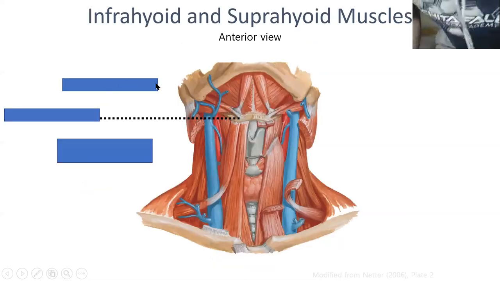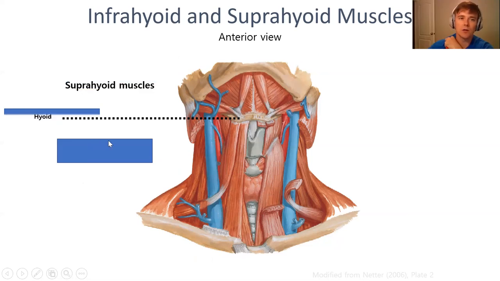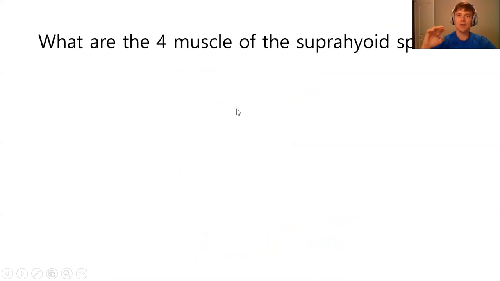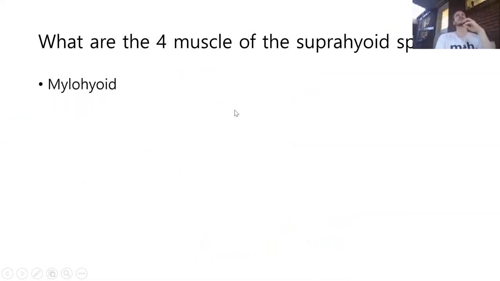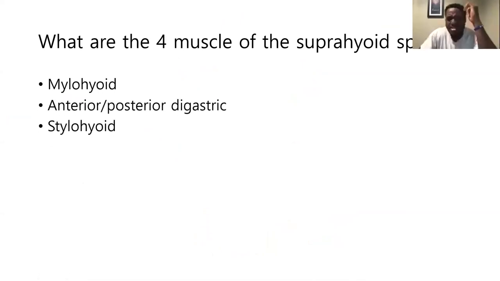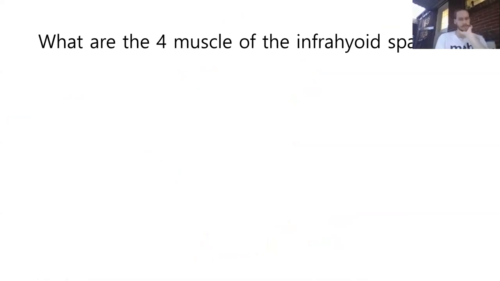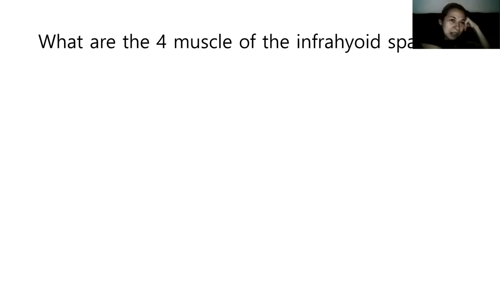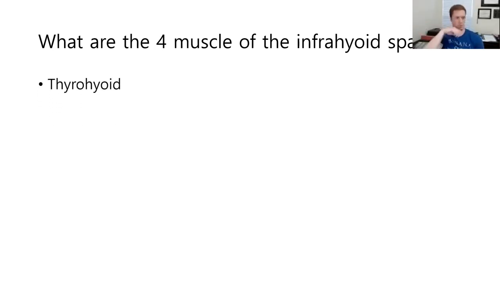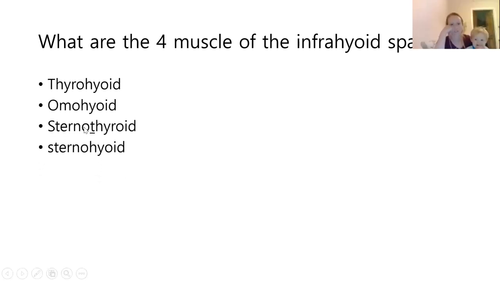Okay, so you've got the suprahyoid muscles and the infrahyoid. Next slide is listing these. What are the four in the suprahyoid space? Anterior and posterior digastric. Geniohyoid. Mylohyoid. Stylohyoid. What about the infrahyoid space? Omohyoid, sternohyoid, yeah. Sternothyroid. Thyrohyoid. These are going to be sternothyroid and sternohyoid. Just that T is different on that one.